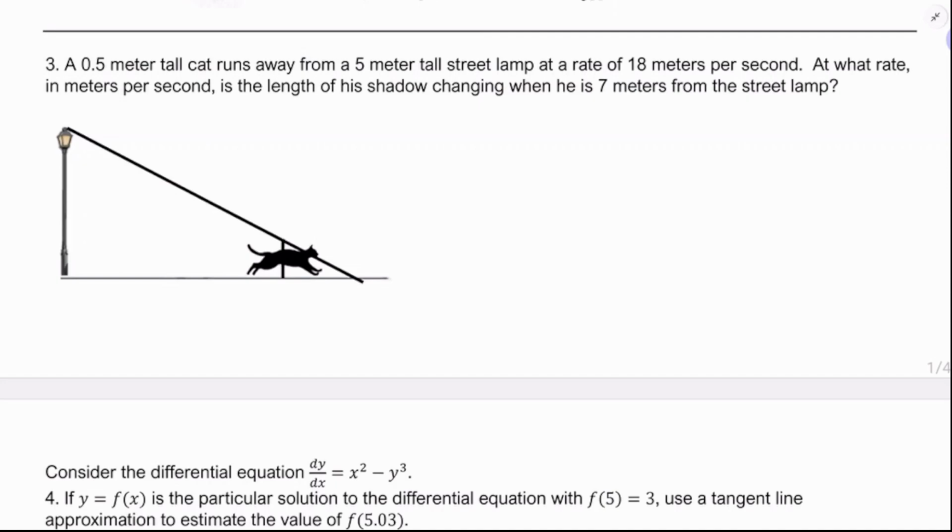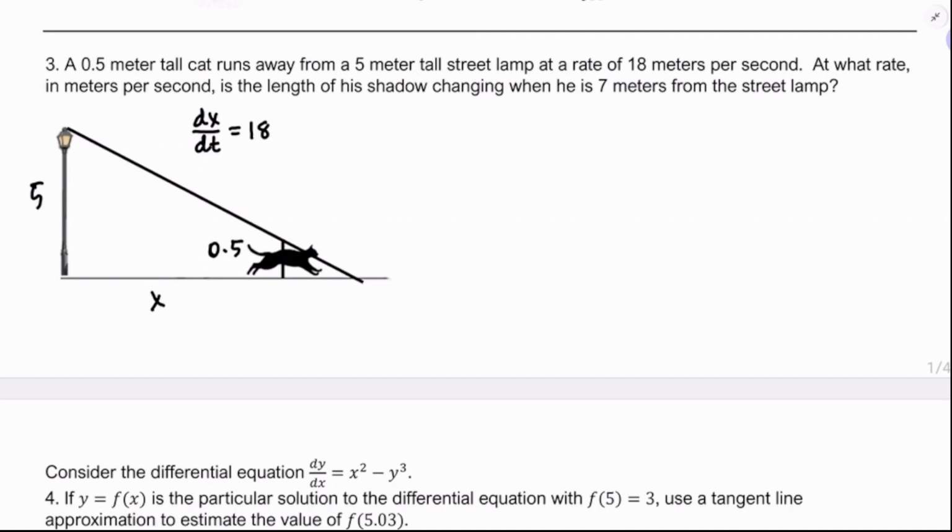Okay. So, and then I'm going to label the triangle with what they're telling me. So the street lamp is 5 meters tall. The cat is 1/2 meter tall. And it's running away at 18 meters per second. All right, so I'm going to call the distance from the lamp to the cat x. And they're telling me that dx/dt is positive 18 because the distance is increasing. It's running away from the lamp.